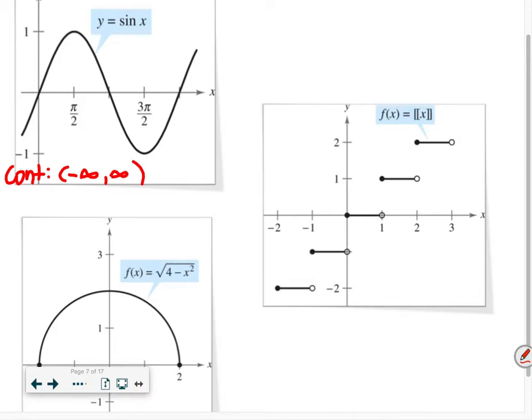Okay, Aaron, let's talk about this parent function. Is it continuous? No. Could we say right here that it's continuous from 0 to 1? If I was looking at just that part of the graph and nothing else, is it continuous from 0 to 1? Yes. Why do I put a bracket on 0? It includes 0. What about 1? It doesn't.